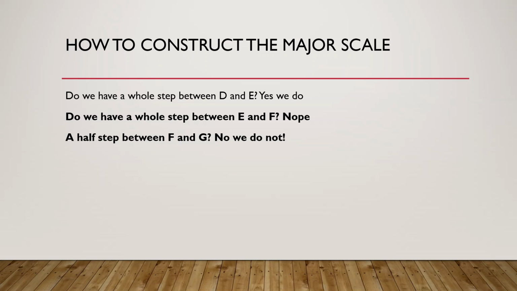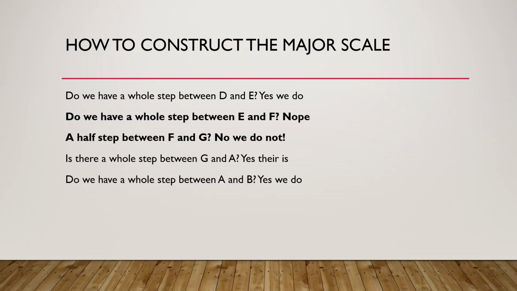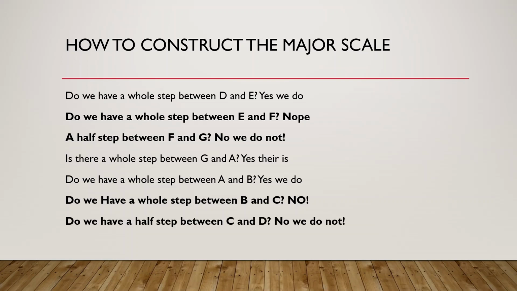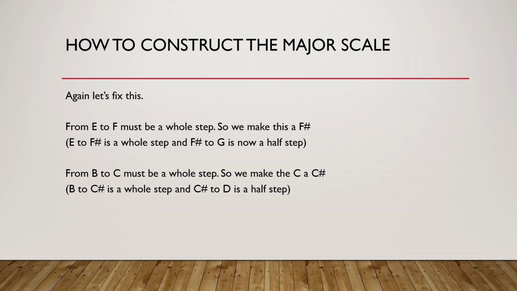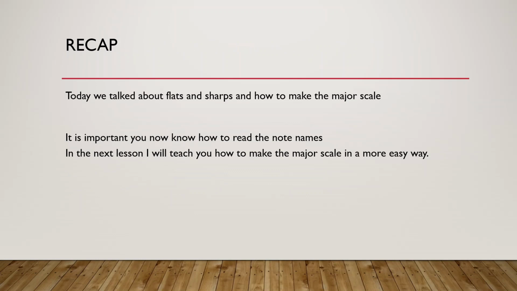And from F to G is also not correct. Is there a whole step between G and A? Yes, there is. Whole step between A and B is correct. Whole step between B and C? No, because there is no black key between B and C, remember? And from C to D is also not a half step. So because from E to F must be a whole step, we make it an F sharp instead. And from B to C must be a whole step, so we make it a C sharp instead. And now it's correct.